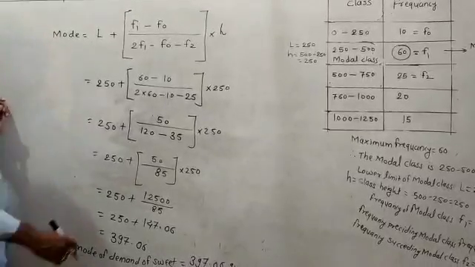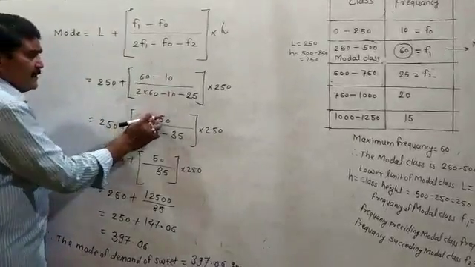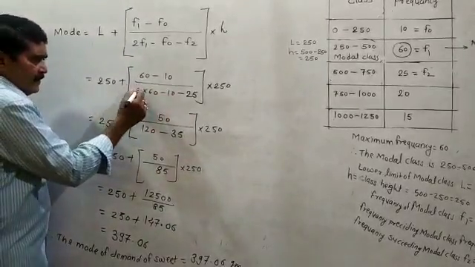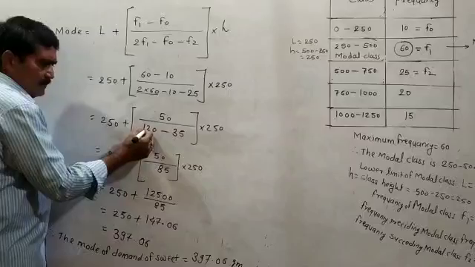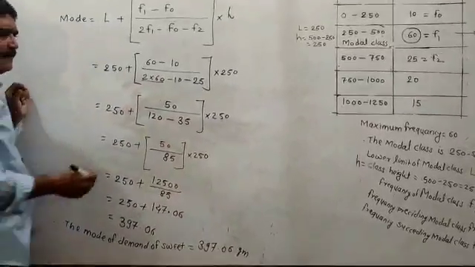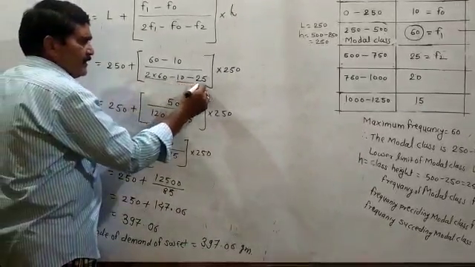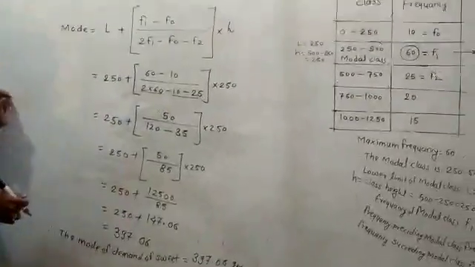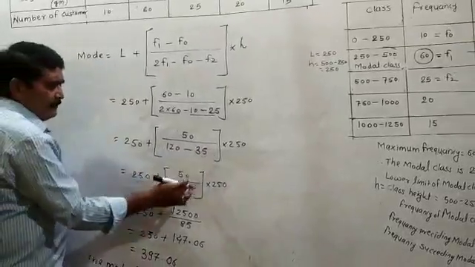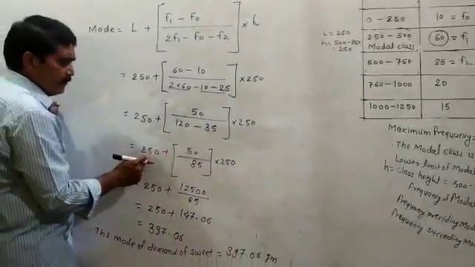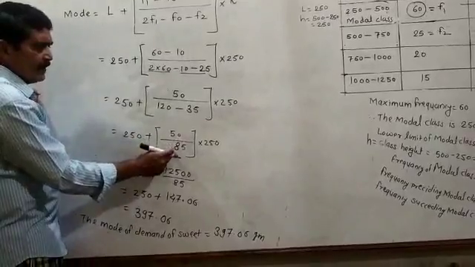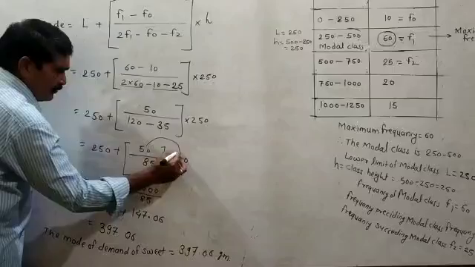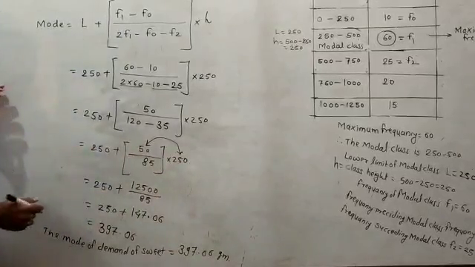Then 60 minus 10 is equal to 50. You have to write 60 minus 10 is equal to 50. You have to do the product of this. 60 multiplied by 2 is equal to 120, and minus 10 minus 25 is equal to minus 35. Then 120 minus 35 is equal to 85. 250 as it is, you have to write plus 50 upon 85 multiplied by 250. This you have to do the product of 50 and 250.